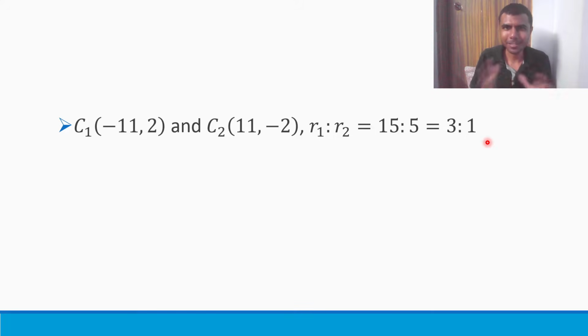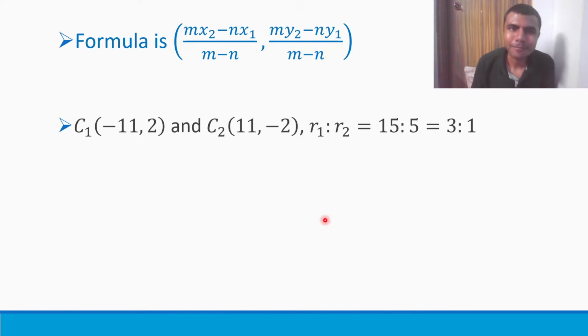So I'm introducing a character. The character name is Formula Man. So we'll ask Formula Man for a formula with a single clap. Formula Man, please give us the formula for the external center of similitude. The formula is this: (mx2 - nx1)/(m - n) and (my2 - ny1)/(m - n). Okay, fine. Formula Man has given us the formula. So this is the formula.